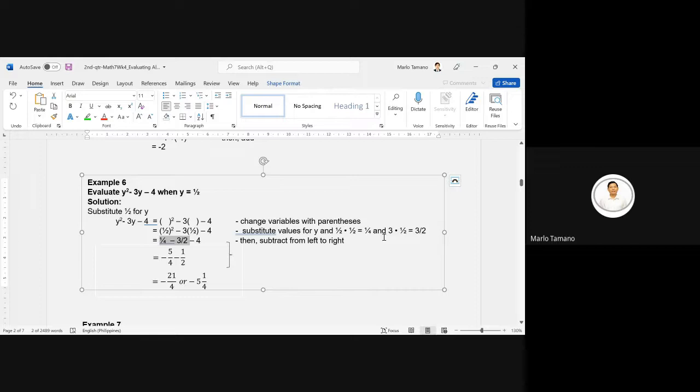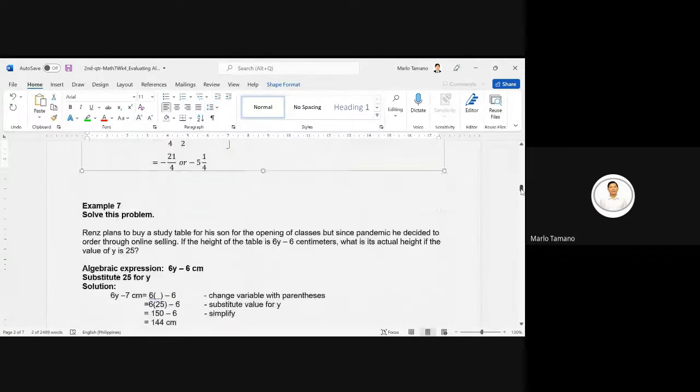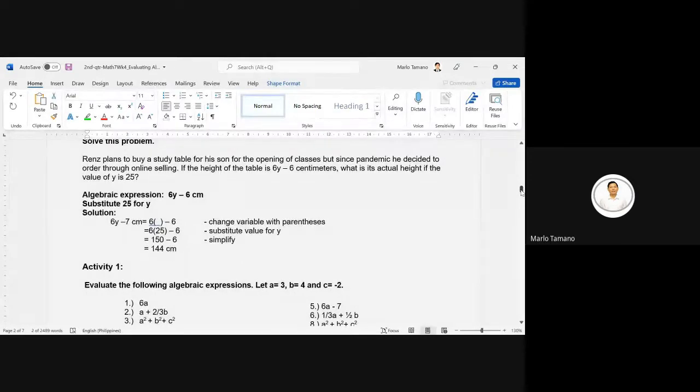Okay, so let us proceed to example number 7. Ayan. Renz plans to buy a study table for his son for the opening of classes, but since the pandemic, he decided to order through online selling. If the height of the table is 6y minus 6 centimeters, what is its actual height if the value of y is 25? Okay, so we have the algebraic expression 6y minus 6 centimeters.